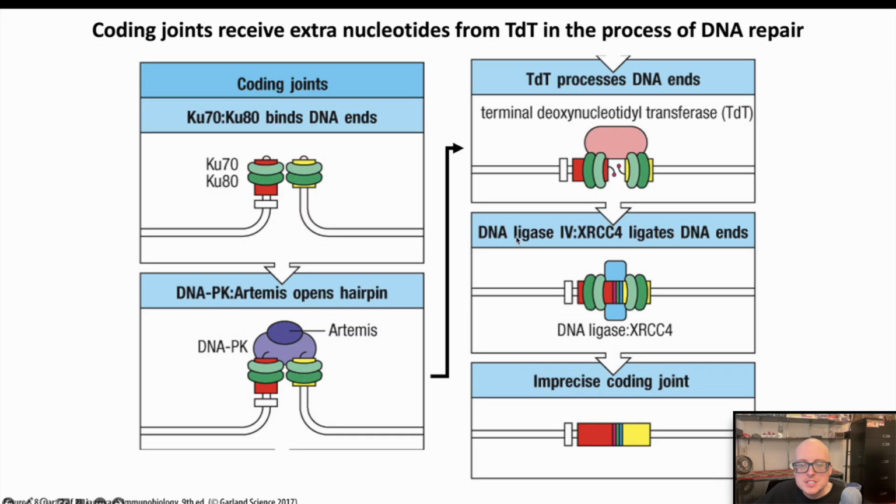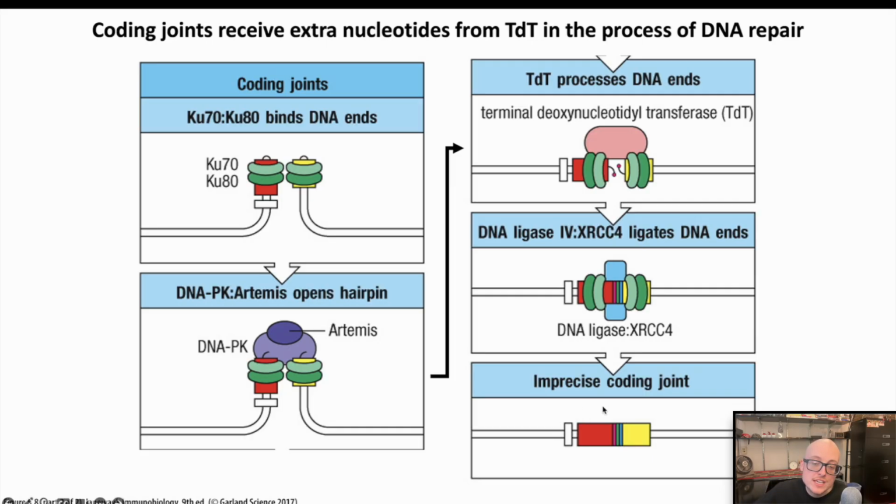Then additional enzymes, again DNA ligase and XRCC4, are going to do some additional repair processes that repair the backbone and put these two strands back together and formally ligate them into a functional unified piece of DNA. And what we are left with then is called the imprecise coding joint, because it is not precisely the genetic material we started with. It includes additional random nucleotides in between. And this is where the idea of imprecision comes from.